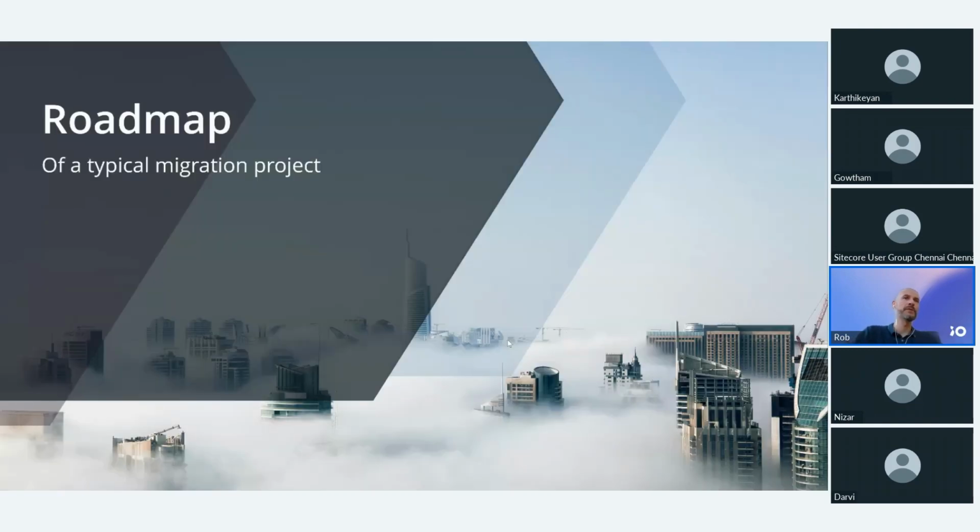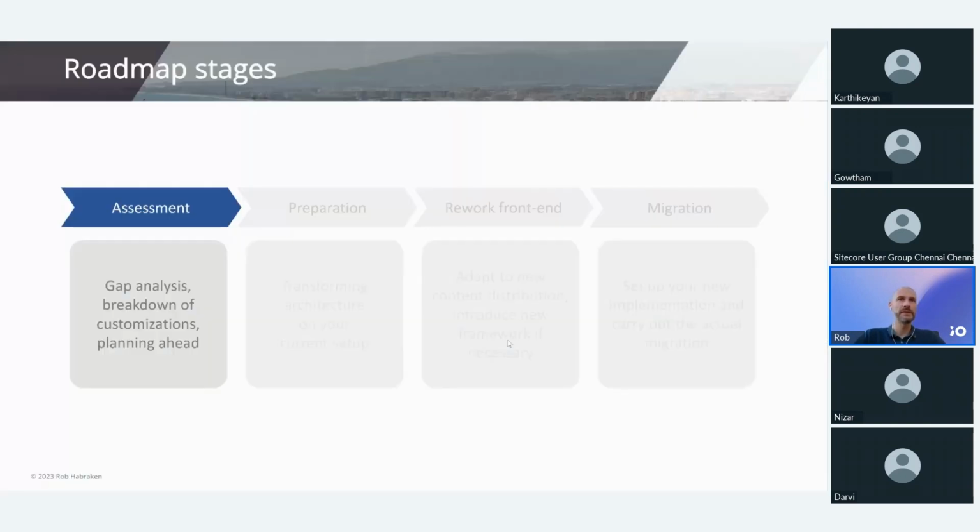What does that mean for your roadmap? As I said, this is a typical migration project as I see it when you move from DXP to Accent Cloud. I have divided the process into 4 different chapters, and I will go into detail on each of them in a bit. But first, let's go over the steps.